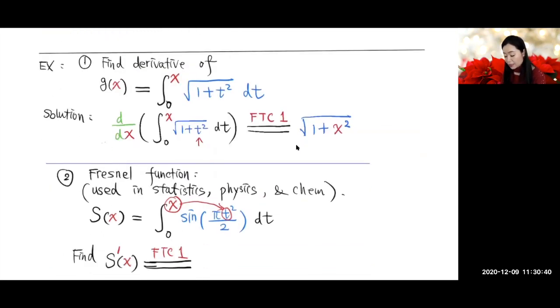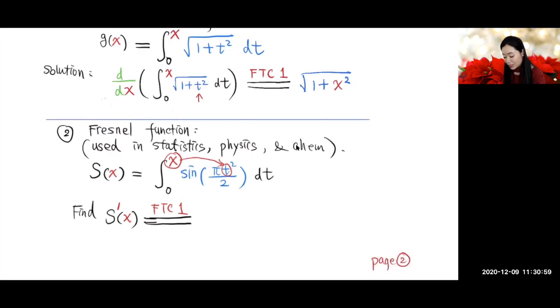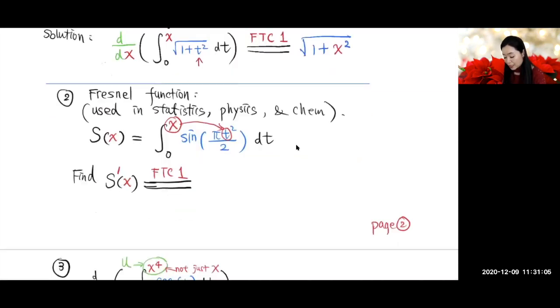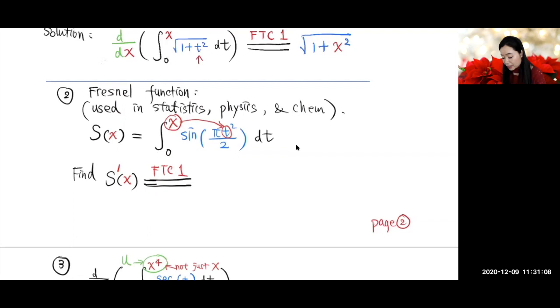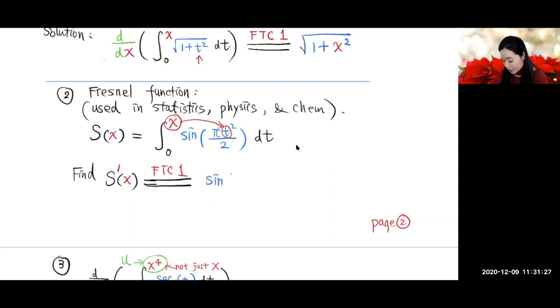Now the next one, the Fresnel function. This function is used in statistics, physics, and chemistry. It is defined to be this integral of this continuous function. Now we're trying to find the derivative of this function with respect to x. So by the Fundamental Theorem of Calculus part one, what do I end up with here? The same function, yes, except you just need to put the variable here as x, because it's a function of x.